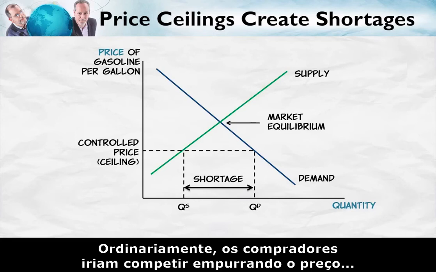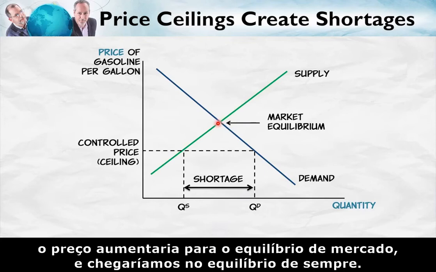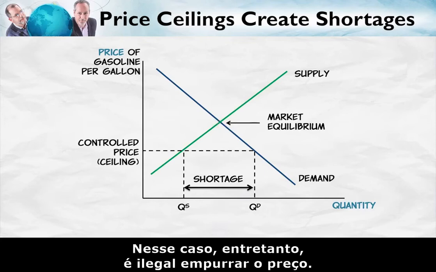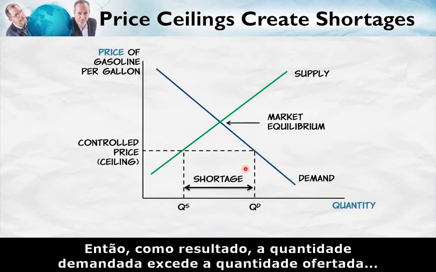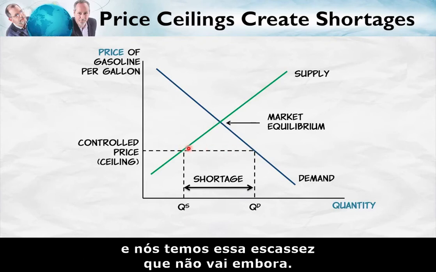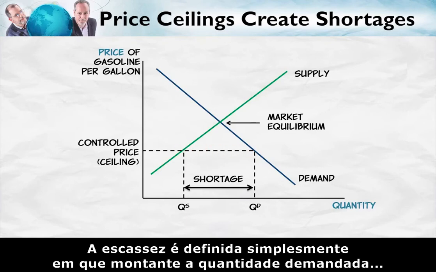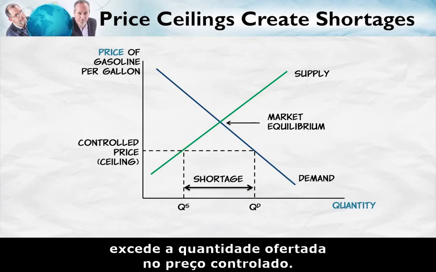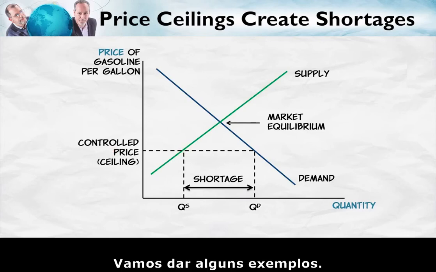Ordinarily, the buyers would compete to push the price up, and the price would increase to the market price, and we would get the usual equilibrium. In this case, however, it's illegal to push the price up. So as a result, the quantity demanded exceeds the quantity supplied, and we get this shortage which doesn't go away. The shortage is defined simply as the amount by which the quantity demanded exceeds the quantity supplied at the controlled price. Let's give some examples.